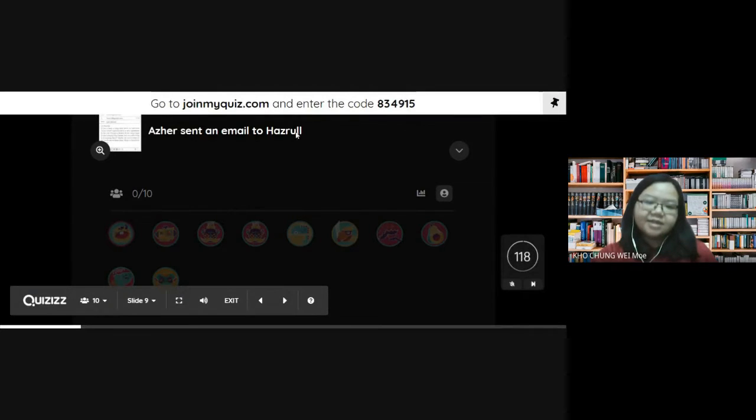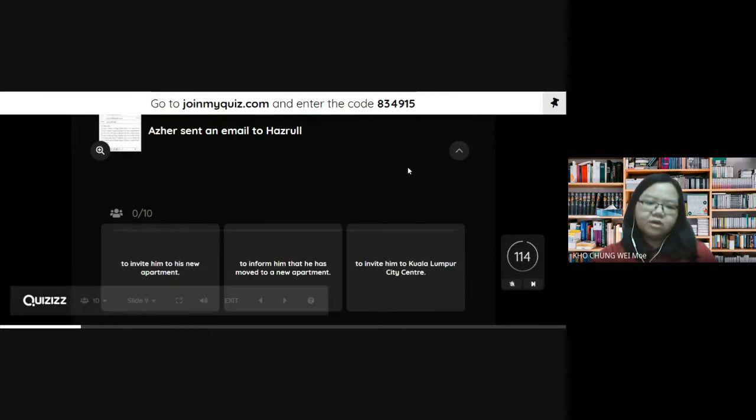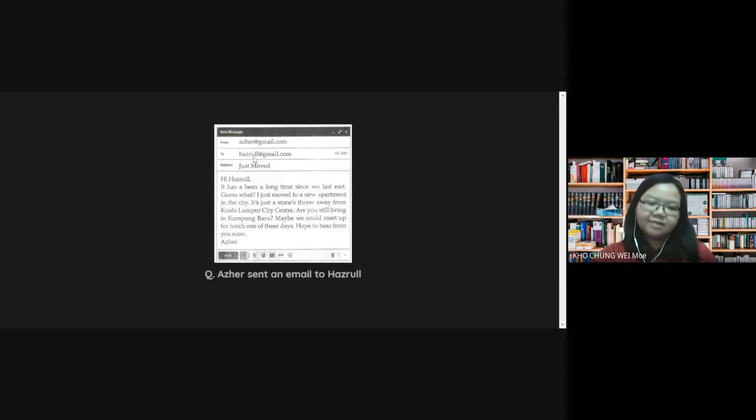Ashar sent an email to Hasrul to invite him to his new apartment, to inform him that he has moved to a new apartment, or to invite him to Kuala Lumpur city centre. So what is Ashar's purpose of sending the email to Hasrul?